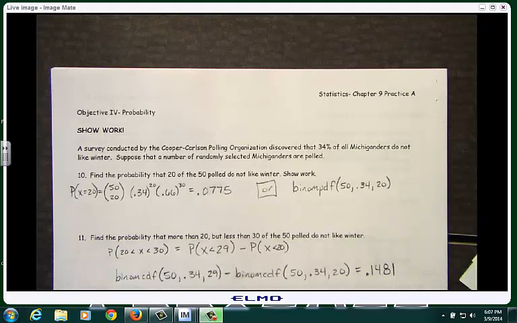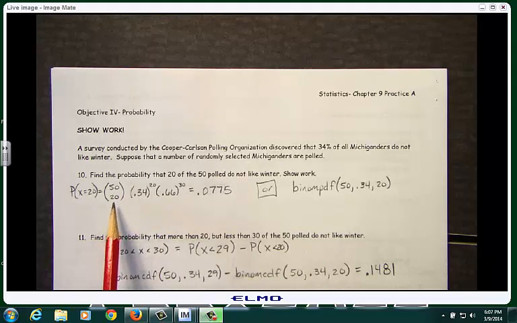Okay, this page contains probabilities. The first problem says find the probability that 20 of the 50 polled do not like winter. They told us that 34% of all Michiganders do not like winter. So the probability that x is exactly 20 would be 50 choose 20 times 0.34 to the 20th times 0.66 to the 30th power.